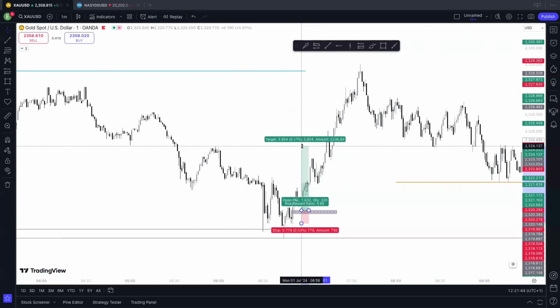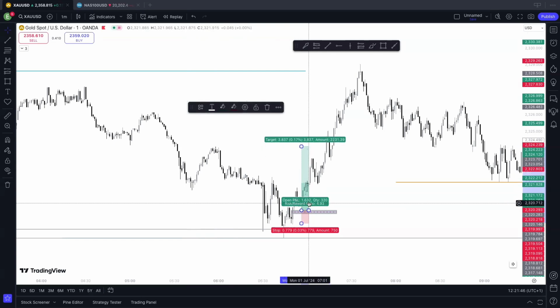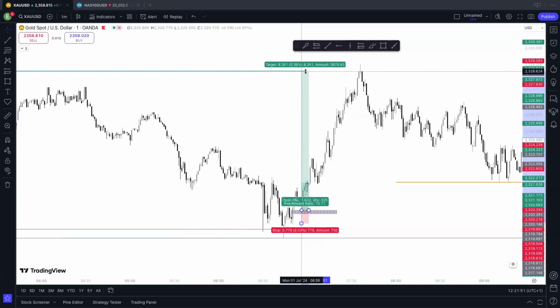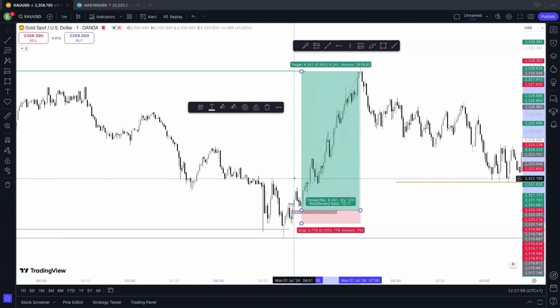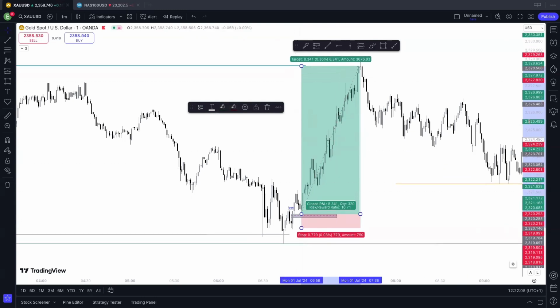TP2 was this level right here because we have liquidity sitting right here. That's for a 1 to 4.9. And then the last TP I told everyone was Asian highs. As you can see, this was a 1 to 10. Some people held to Asian highs, which they managed to get a 1 to 10. Some people did a 1 to 2. Some people did a 1 to 4. Whatever one you chose, you managed to make profit that day. At least the Discord community managed to make profit that day.